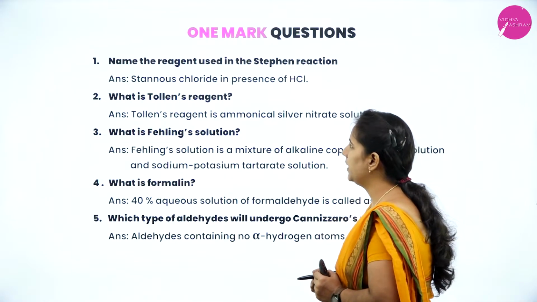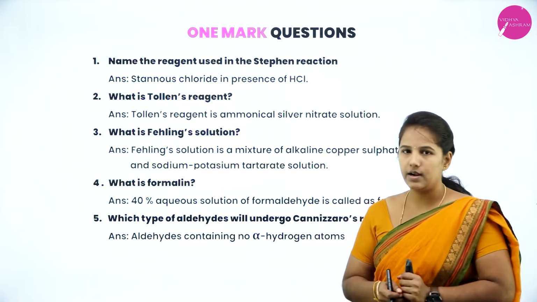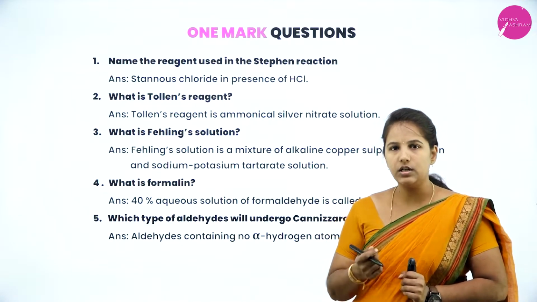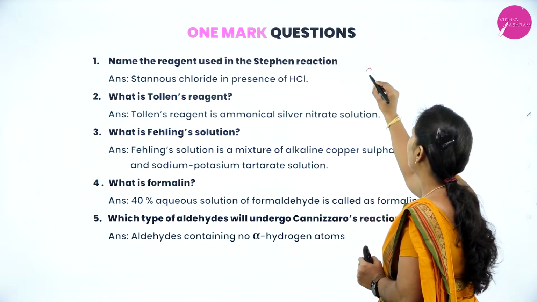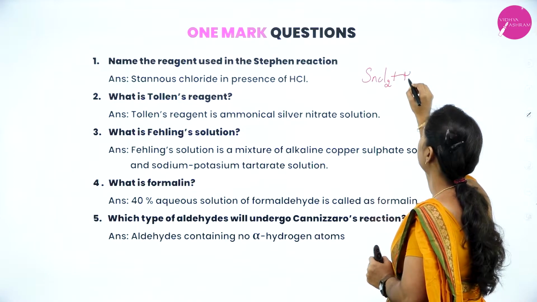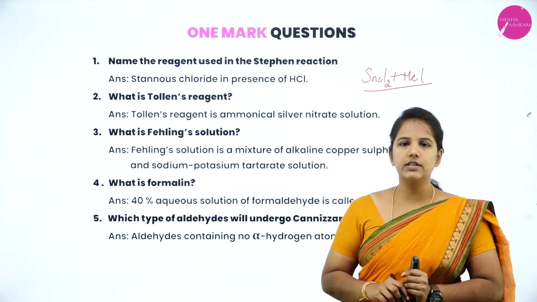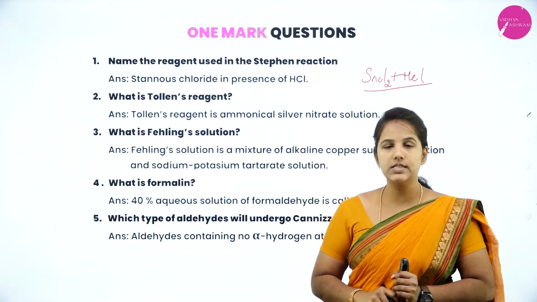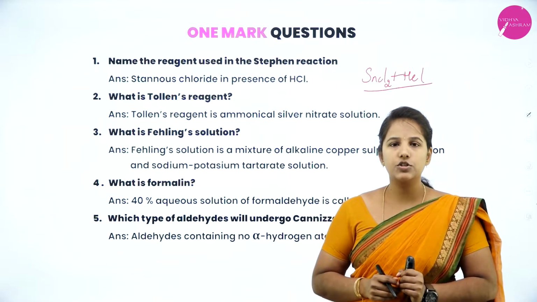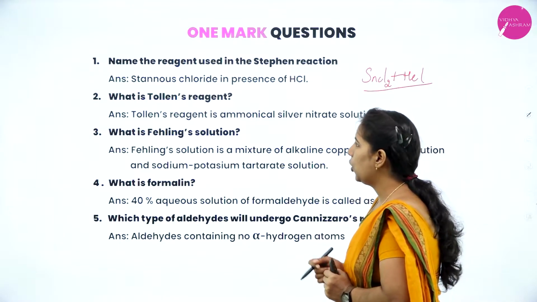The first question goes like this: name the reagent used in Stephen reduction. In Stephen reduction, we use a mixture of stannous chloride with concentrated HCl. So the mixture of stannous chloride with concentrated HCl is used in Stephen reduction for the reduction of aldehydes.